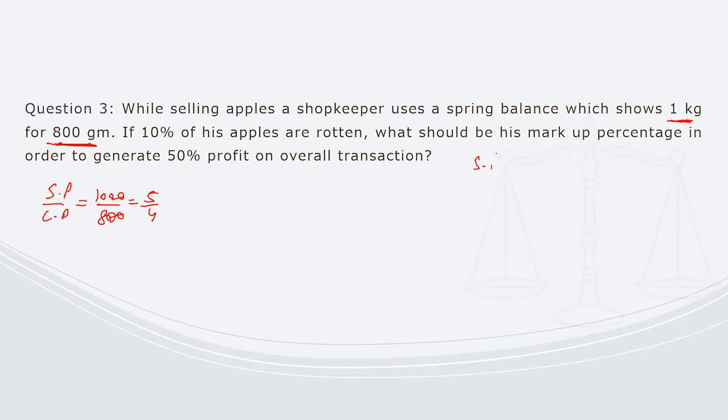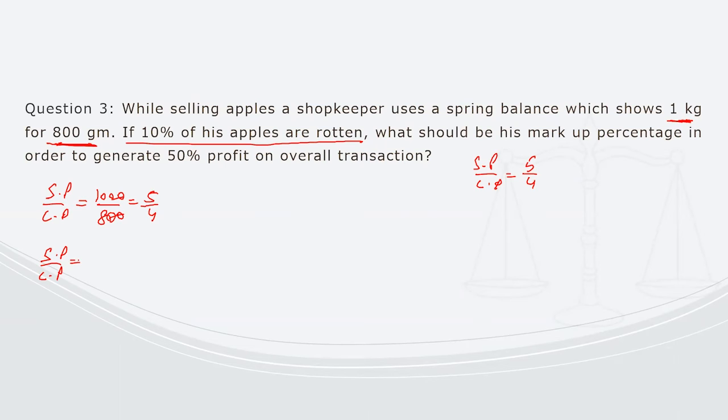So I'm looking at the ultimate ratio of selling price by cost price and keeping a 5 by 4 over there, right? Go further. If 10% of his apples are rotten, then what will happen? Let's say he is selling 1000 apples, he has purchased 1,000 apples for 1,000 rupees and 10% of the apples are destroyed.